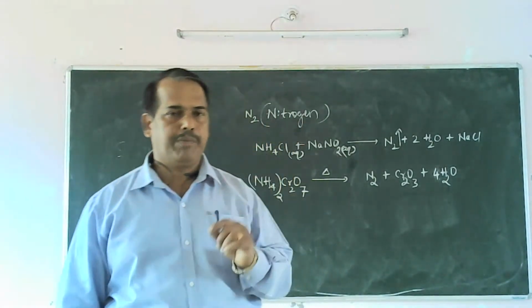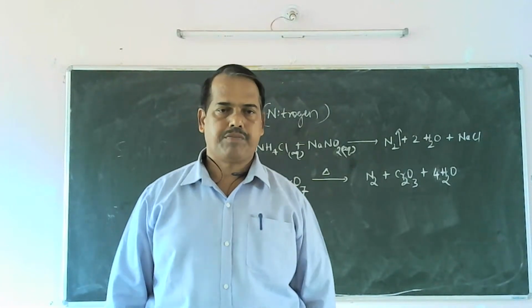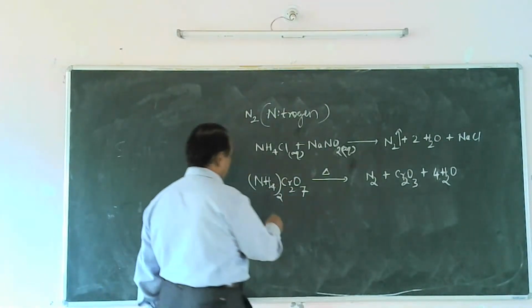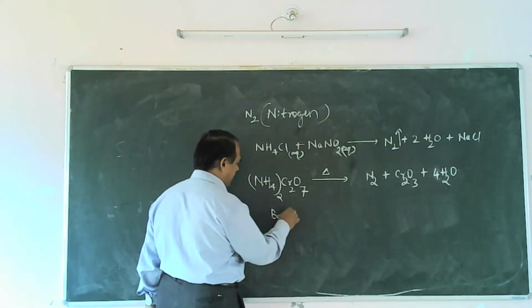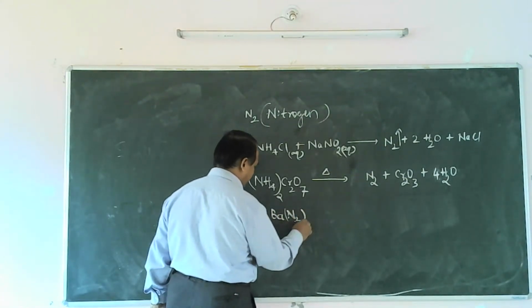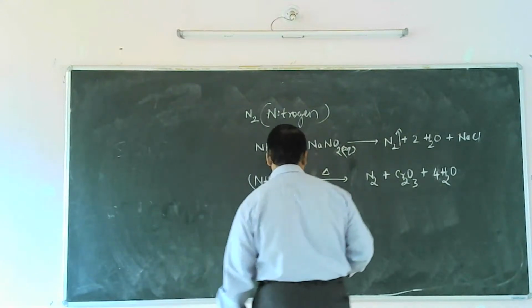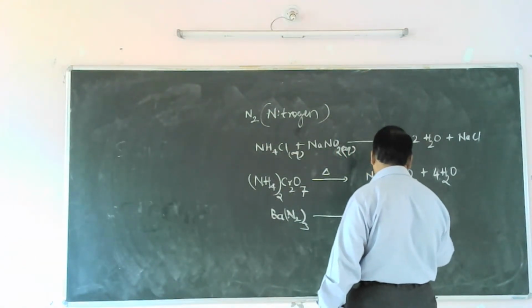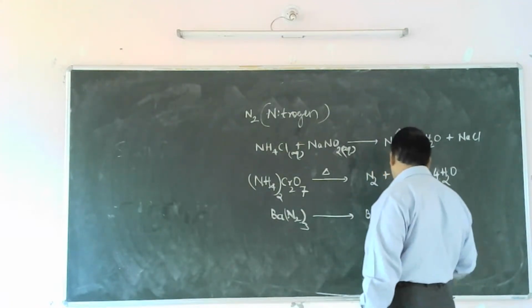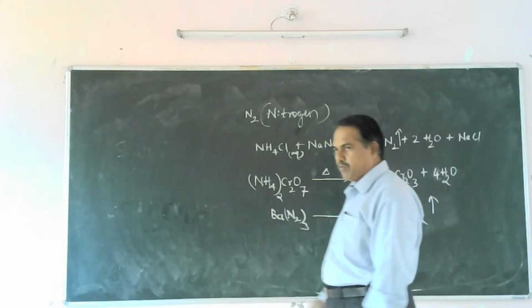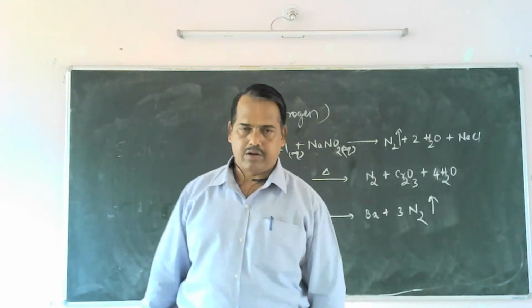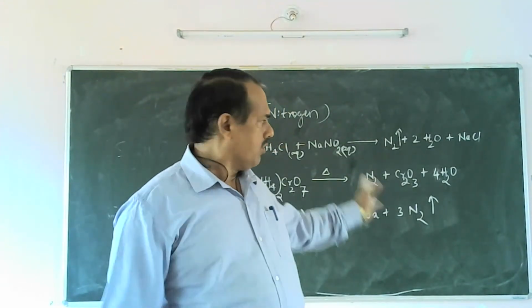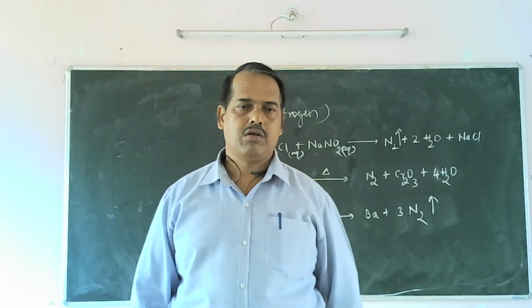And the third method is the preparation of pure dinitrogen, again by the decomposition of barium azide or sodium azide. Ba(N3)2 gives barium plus 3 N2, which is a pure dinitrogen gas preparation by barium azide. You will get all the equations in the notes.